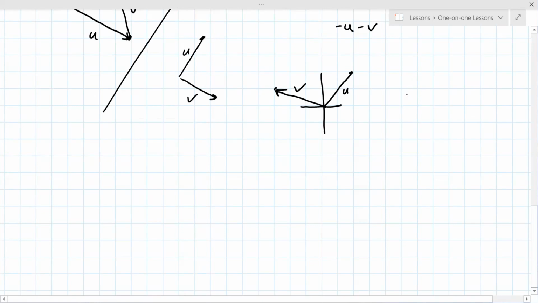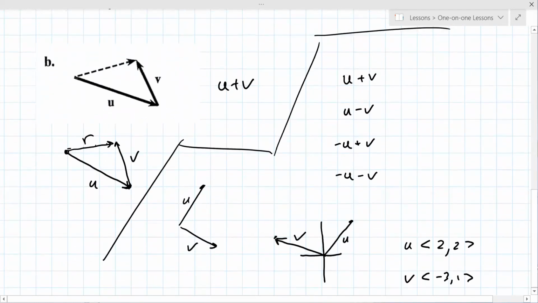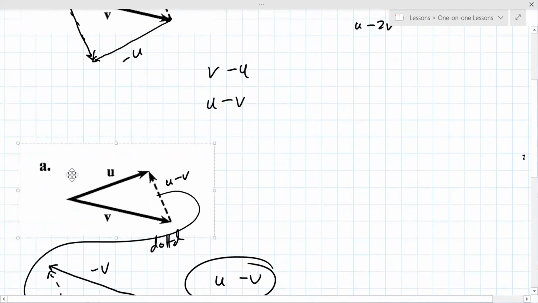They can also give you the vectors in terms of ordered pairs, like u is (2, 2), v is (-3, 1). That might be a better way for you to do these problems. And then what do you do with that? Well, let's go back to A, because A was kind of the uncomfortable one.